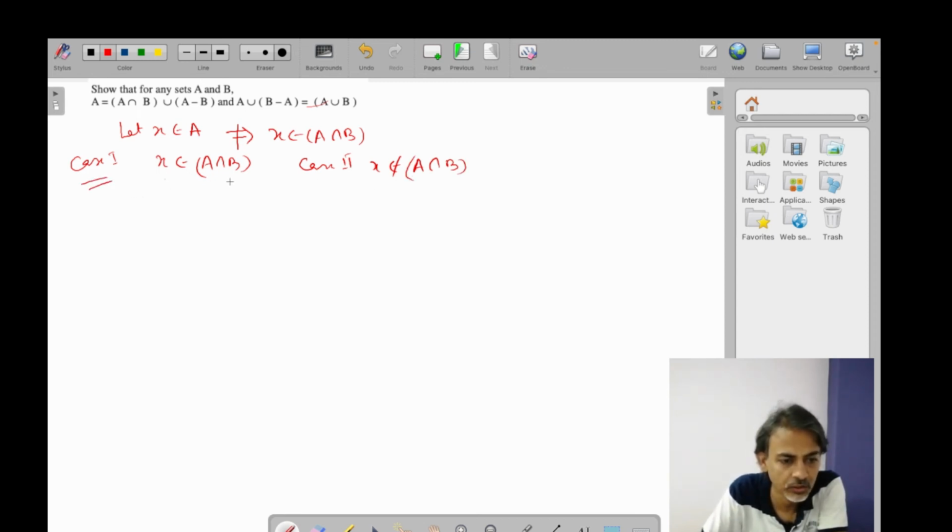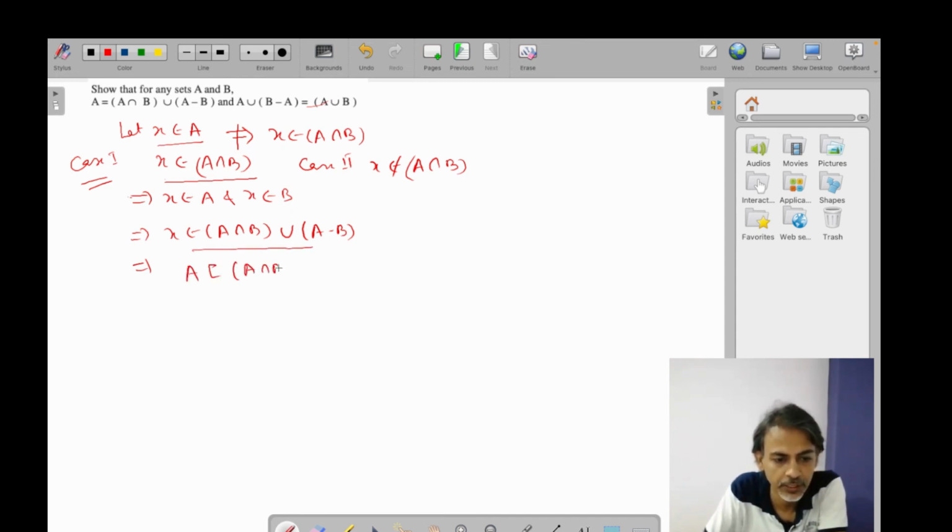So in case one, when X is an element of A intersection B, this implies X is an element of A and X is an element of B as well, right? Which is okay. And when X is an element of A intersection B, we can just say that X is an element of A intersection B union anything, A minus B, anything. It could be phi, it could be the universal set or anything. But since X is an element of A intersection B, it will be an element of this as well. So we started with X is an element of A and we came to this. This implies A is a subset of A intersection B union A minus B. Alright, this is my case 1.